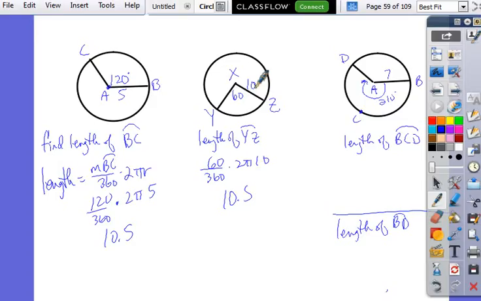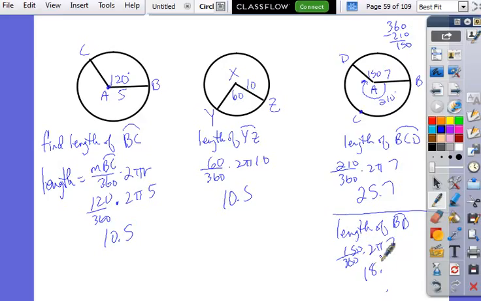Over here, if we start with BCD, that's the big one, so that's 210 over 360 times 2 pi 7. Was that the 25.7? And then how do I find the length of BD down here? What's the angle that goes with BD? 360 minus 210, that tells me I've got 150 left. So that would be 150 over 360 times 2 pi 7, and that one's 18.3. All right, so that was the length problems.